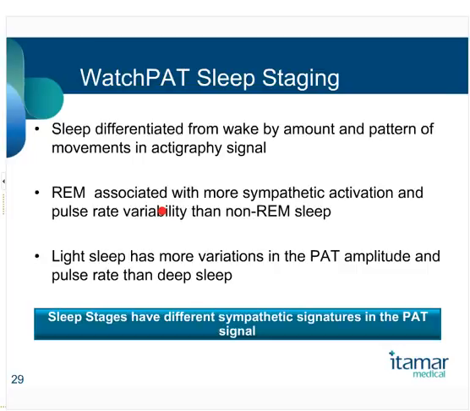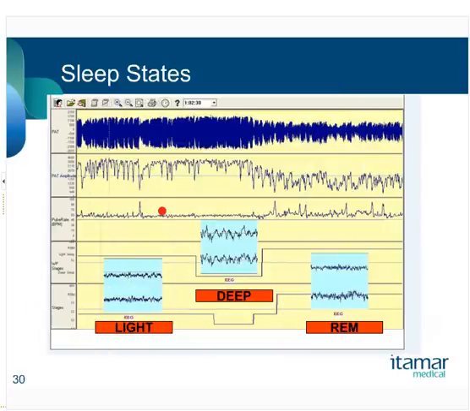So these sleep stages have different sympathetic signatures in the PAT signal, and over time, ITMR has become very good at identifying these different signatures and understanding how they differ from one another. This slide simply shows how the PAT signal looks in different types of sleep. On the left you have light sleep, and you have a pretty large amount of PAT amplitude. There's not a lot of attenuation in this signal.